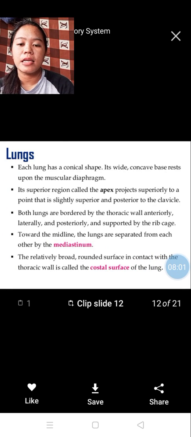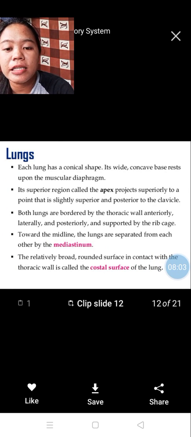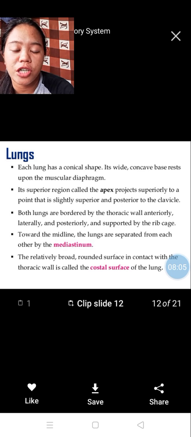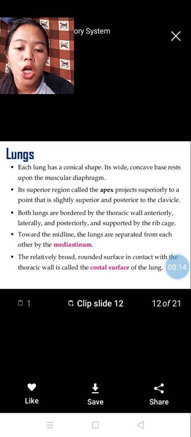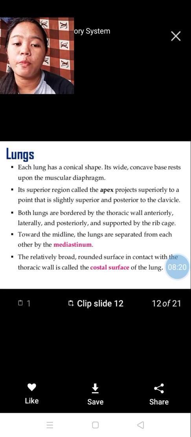Here we have the lungs. Each lung has a conical shape. Its wide, concave base rests upon the muscular diaphragm. Its superior region is called the apex, which projects superiorly to a point that is slightly superior and posterior to the clavicle.